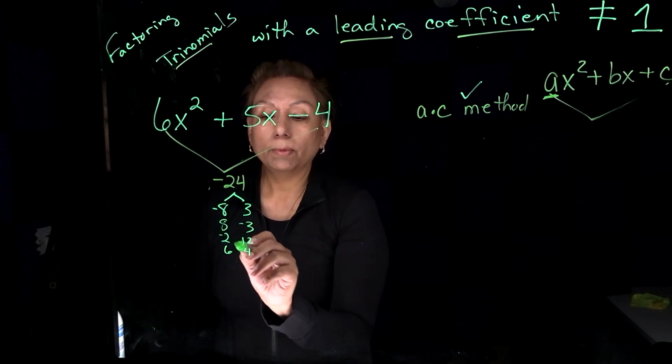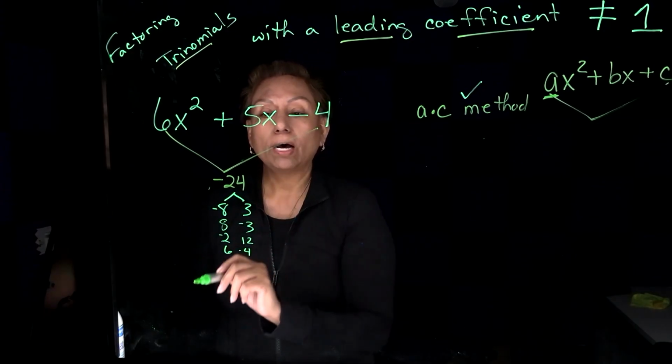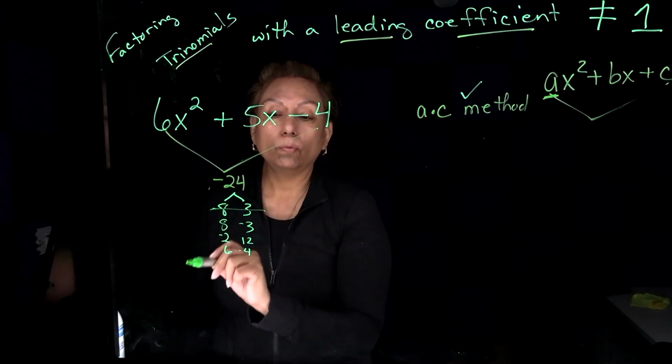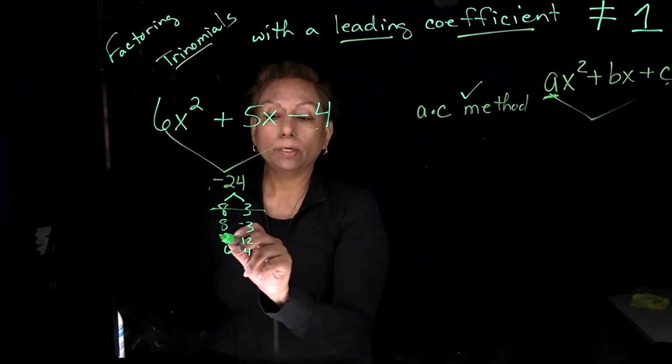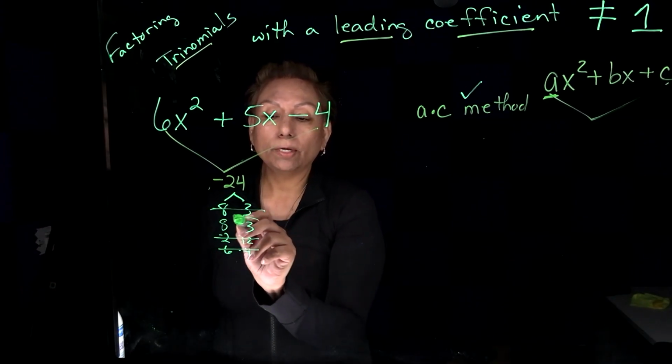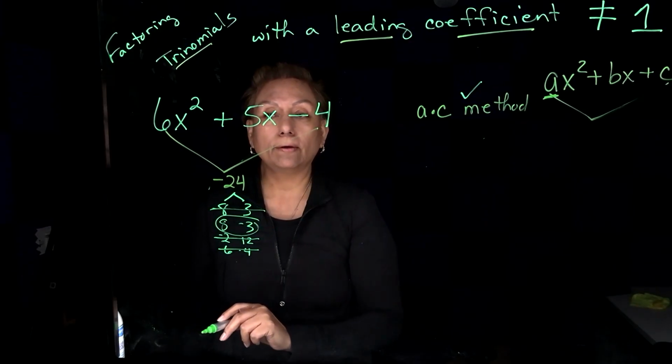But remember, one of them has to be negative, but we want a 5 in the middle. Negative 8 plus 3, that's a negative 5. Won't work. Negative 2 plus 12, that's a positive 10. So 8 plus negative 3, that's what's going to get us a positive 5.